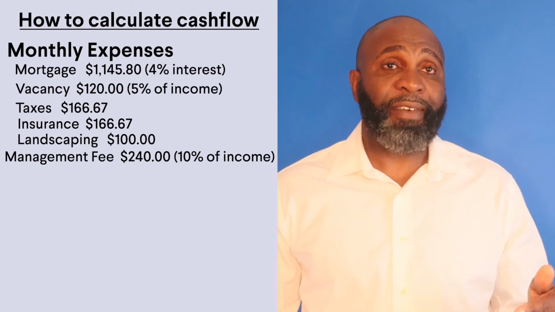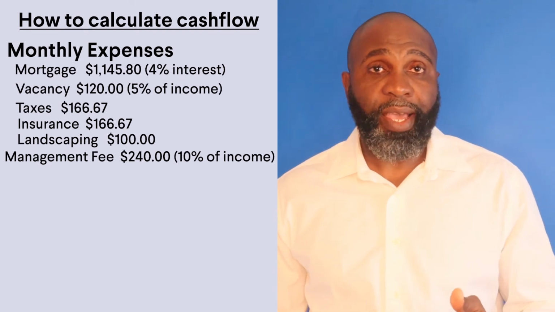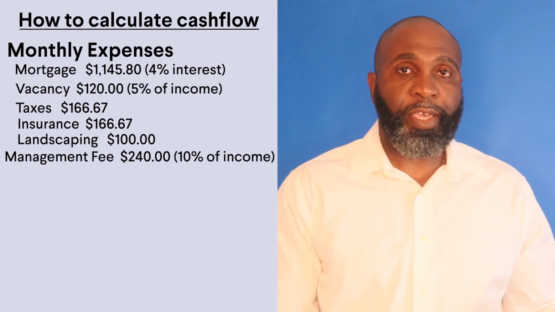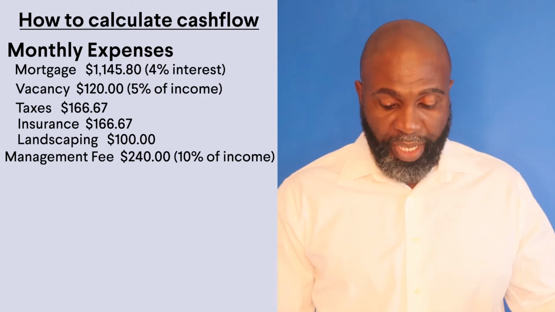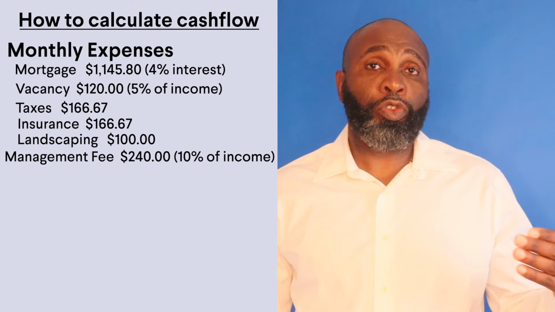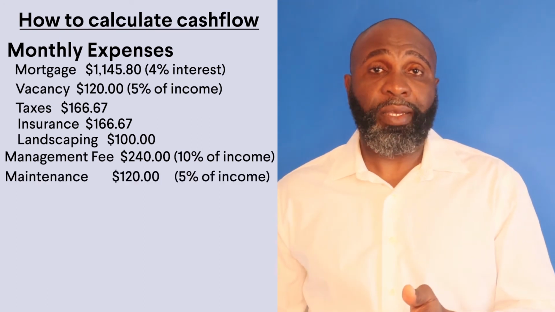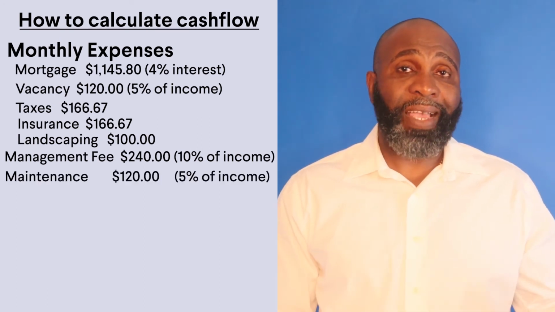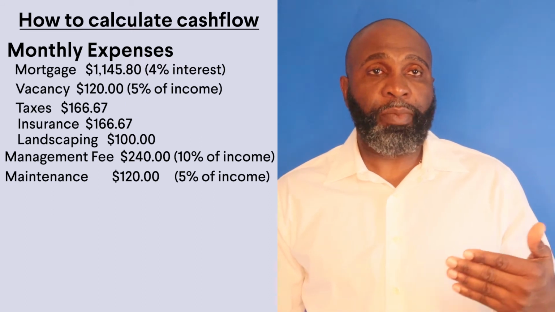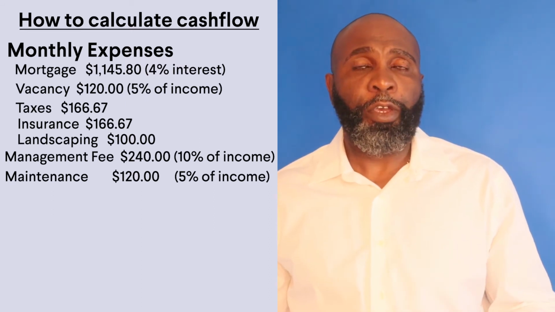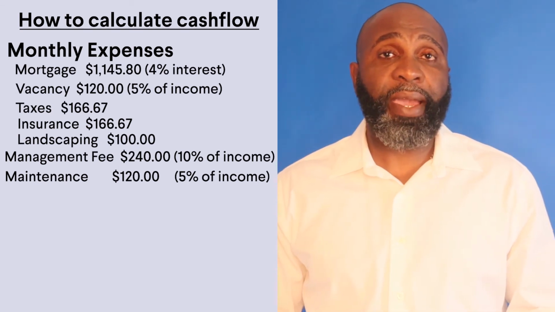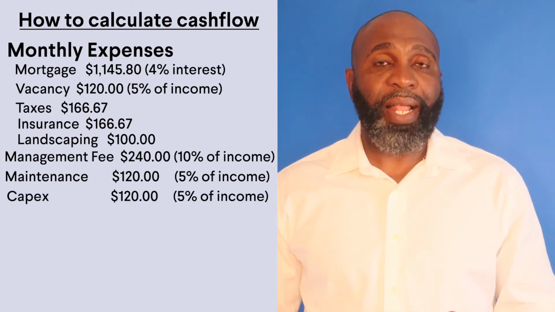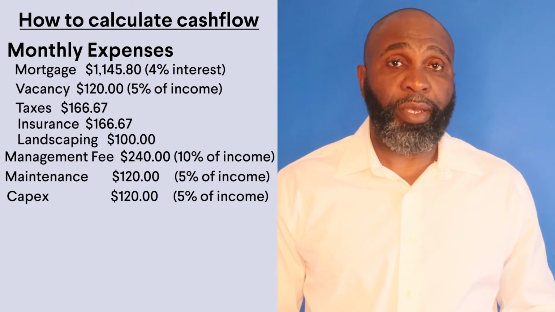Another expense you're going to have is maintenance. Things are going to break down, so you want to keep in mind 5% of your rent for maintenance. That's going to be another $120 that you put to the side. Then in addition to that, you have CapEx. At some point you want to do some renovation and all that other stuff. The reason I use the maintenance account, the vacancy, and the CapEx is because these things will happen. It's just a matter of when.